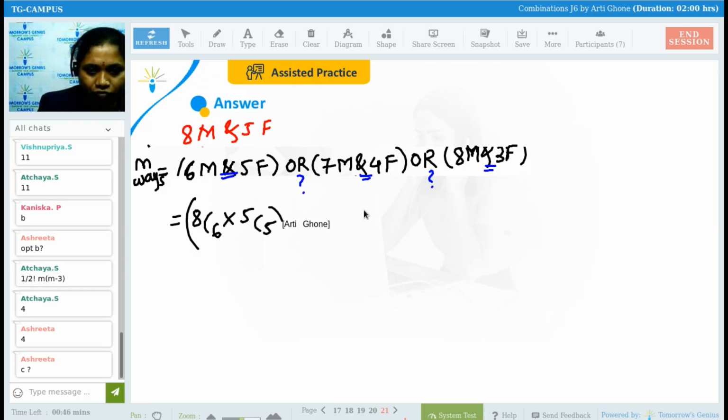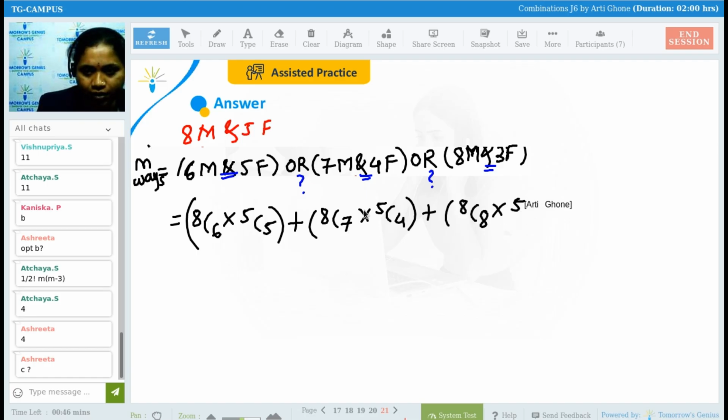So it is 5C5 plus 8C7 into 5C4, right? Plus it is 8C8 into 5C3. Now apply some shortcuts over there. We know the shortcuts, right? You know the shortcuts NC0, NC1, NC2. Okay, so 8C6 and 8C8.